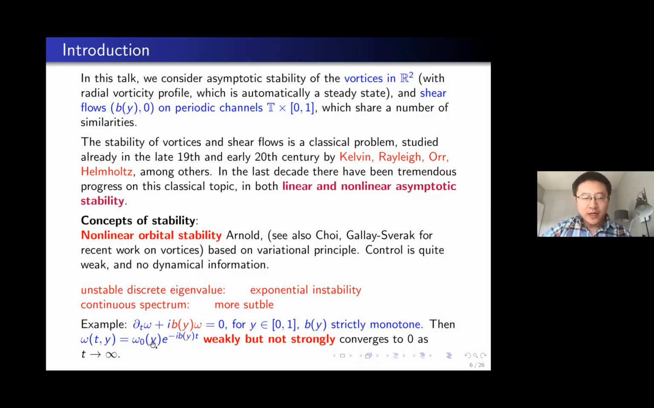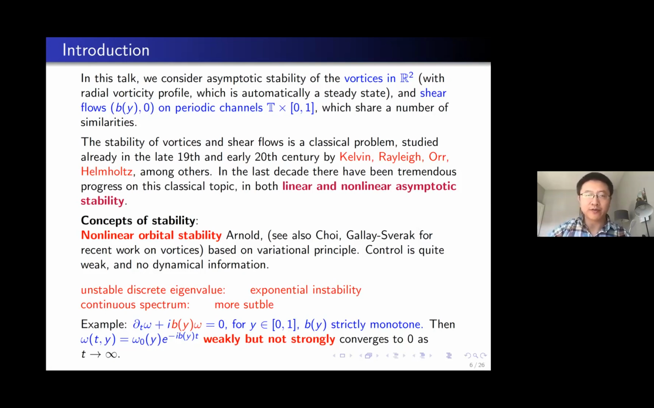Also, because it's only weakly convergent but not strongly convergent, if you take a derivative in y, the derivative will grow linearly over time. So it's a weak convergence behavior. We also see that if you remove this oscillatory factor, you get a so-called profile, and this profile stays uniformly bounded. These two features are important for the 2D Euler as well.